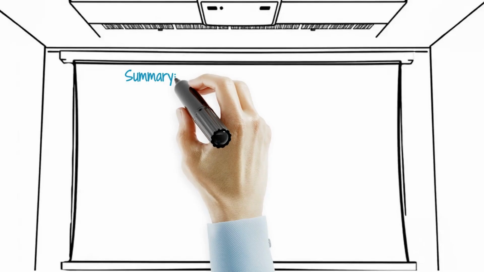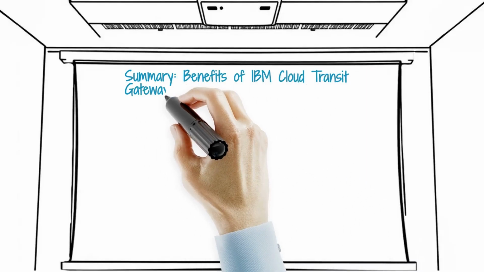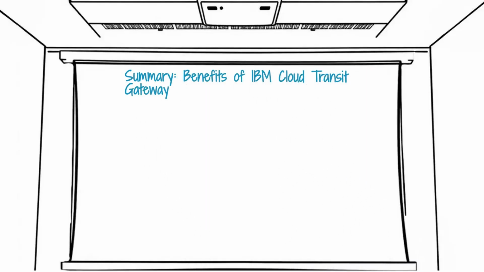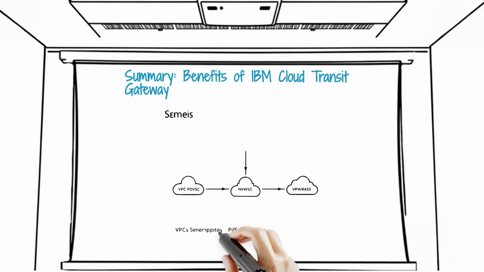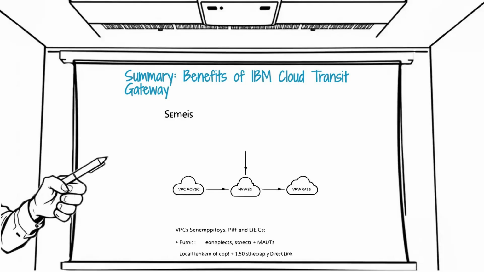Therefore, the two benefits of using IBM Cloud Transit Gateway to connect IBM Cloud VPCs are its ability to provide connectivity between multiple VPCs and PowerVS, and its seamless integration with Direct Link to connect on-premises networks to multiple VPCs and classic networking.